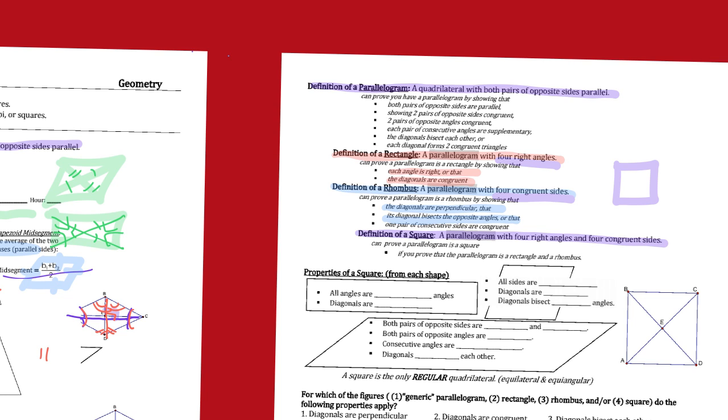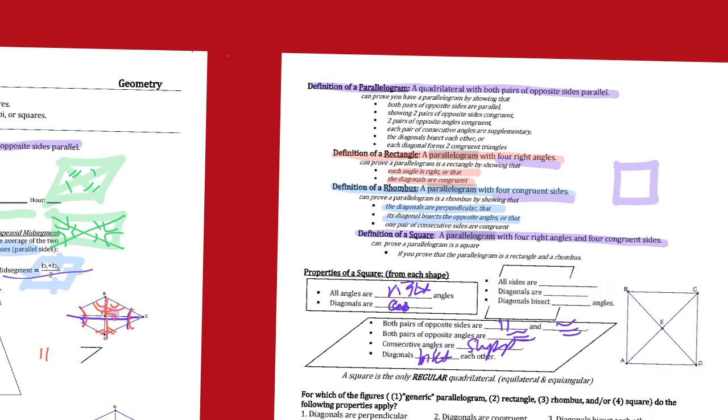So opposite sides are parallel and congruent. Opposite angles are congruent. Consecutive angles are going to be supplementary. And diagonals bisect each other because it's going to be a parallelogram. Well, it also is a rectangle, okay? And so all the angles are right angles and the diagonals are congruent.